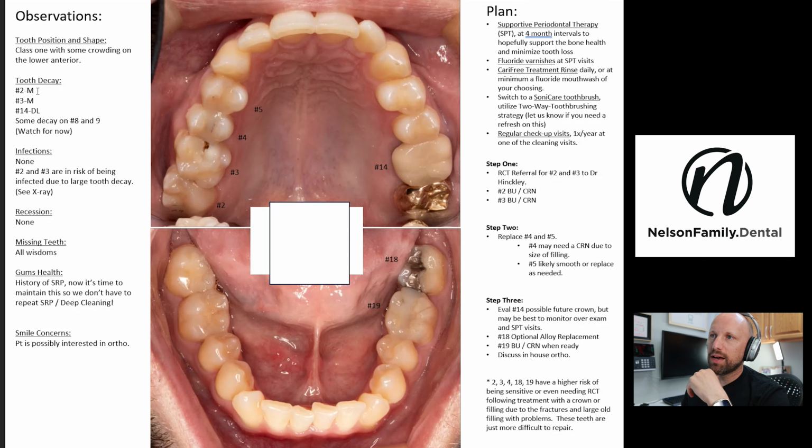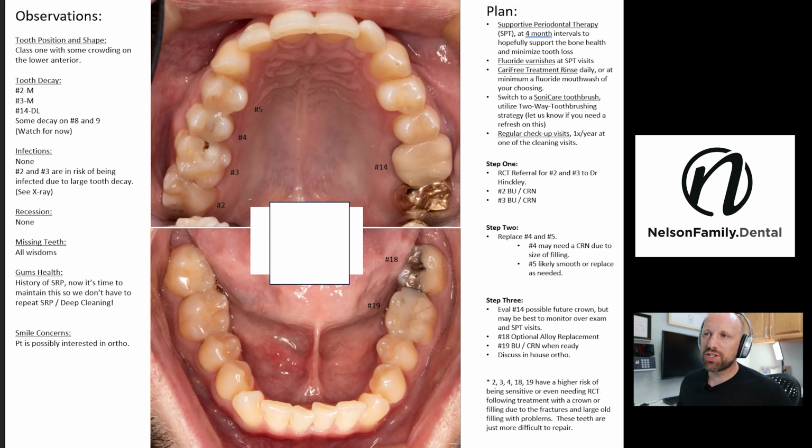Tooth decay, 2 mesial and 3 mesial, 14 distal lingual, and some decay on 8 and 9, which we might decide to keep an eye on. I expect all of our patients to have a long-term relationship with our practice, so I'm fine with watching some things as long as we inform the patient and give them the opportunity to decide what to do about it.